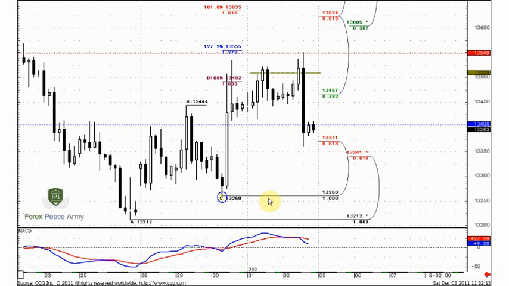So I wish you luck. Good luck to you, and control your risk and wait for the clear patterns before entering a trade. Keep an eye on the levels that we have just discussed.